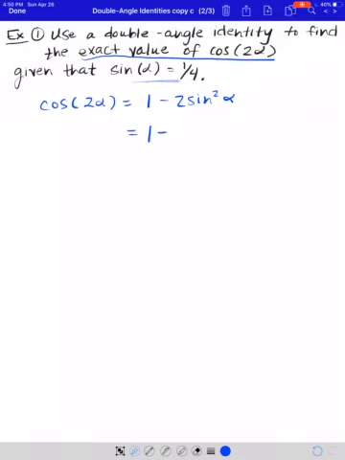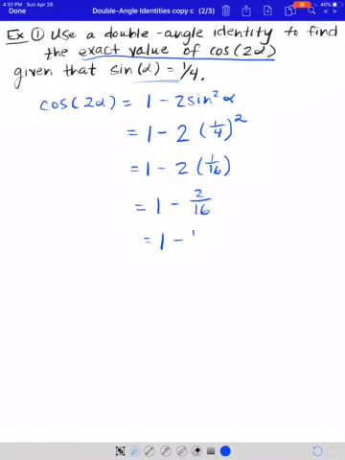We'll have 1 minus 2 times sine squared alpha. And sine of alpha is 1/4. So what we'll have is 1/4, and then of course it's being squared because it's sine squared alpha. And if we simplify, we'll have 1 minus 2 times 1/4 squared, which is 1/16. So this becomes 1 minus 2/16, which is 1 minus 1/8, which gives us 7/8. And there we go. That's our exact value.